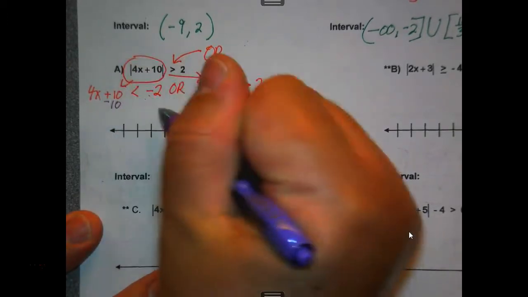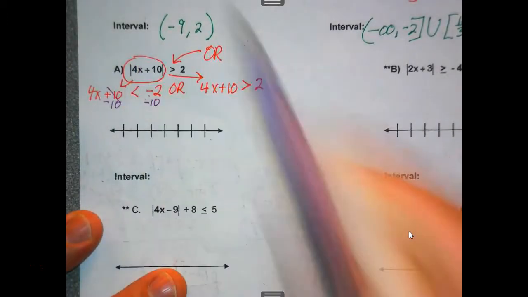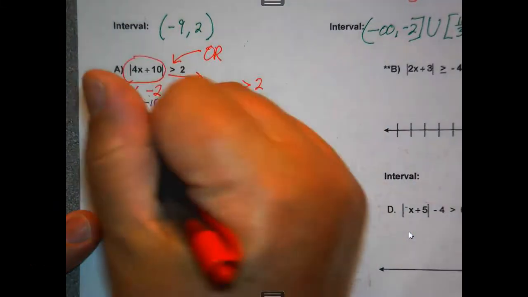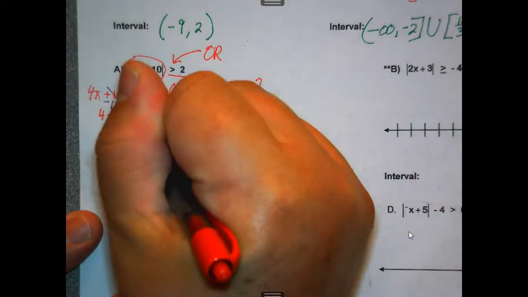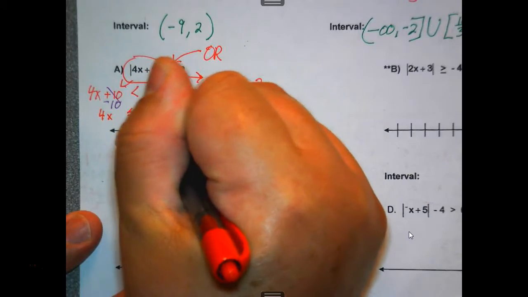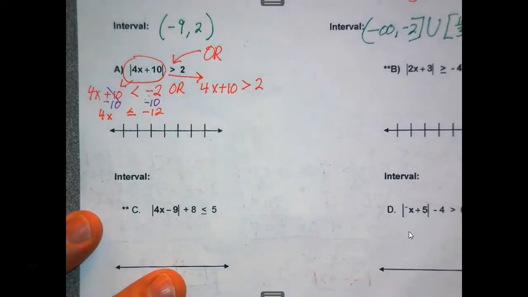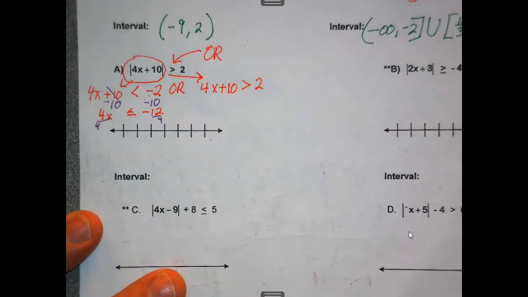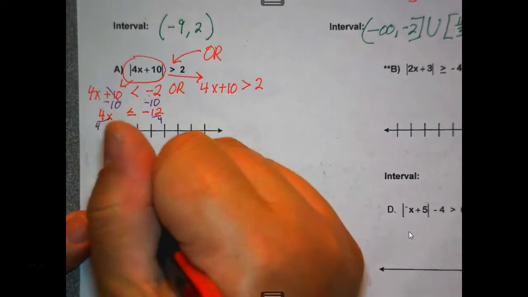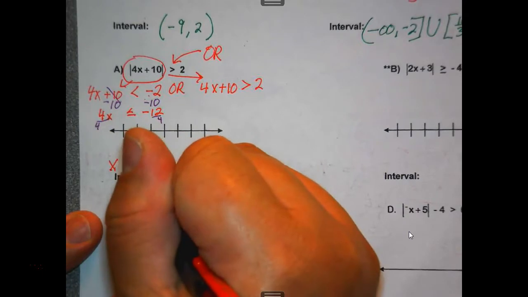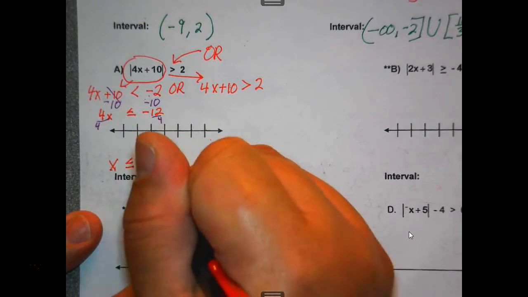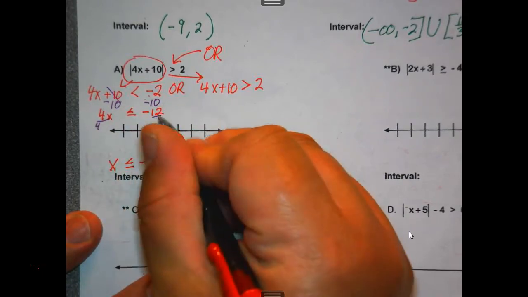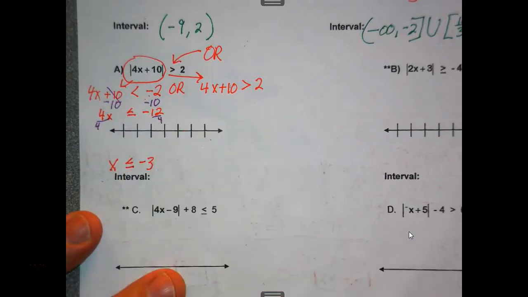Subtract 10, subtract 10. I get 4x is less than negative 12. Divide by 4, divide by 4. And I get x is less than or equal to negative 3. I'm dividing by a positive, so I keep the sign.